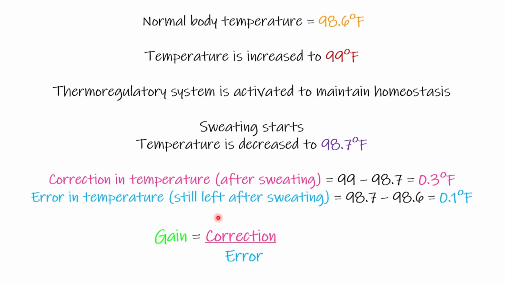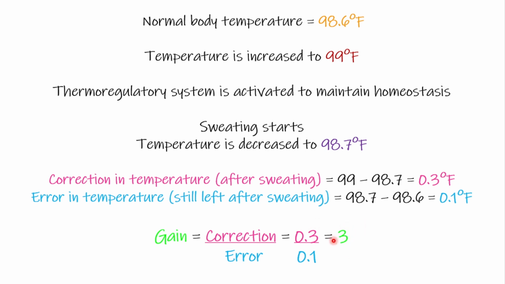If the value of correction goes up, the gain is high. If the error goes up, the gain is low. So the correction in this case is 0.3 and error is 0.1. So the gain of the thermoregulatory system in this example is 3.